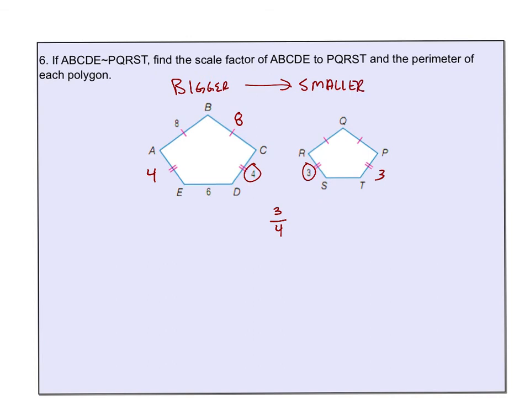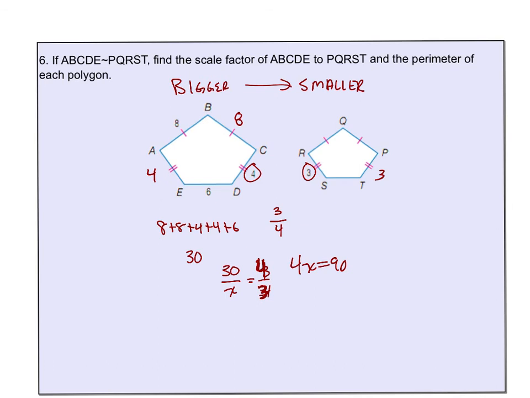So my perimeter of this would be 8 plus 8 plus 4 plus 4 plus 6. So let's see, 10, 12, and 8 is 30. Okay, so I'm going to have 30 over x equals 3 over 4. Or I'm sorry, this should be 4 over 3, because this is my bigger shape and it's going to be smaller. So I should have 4x equals 90.